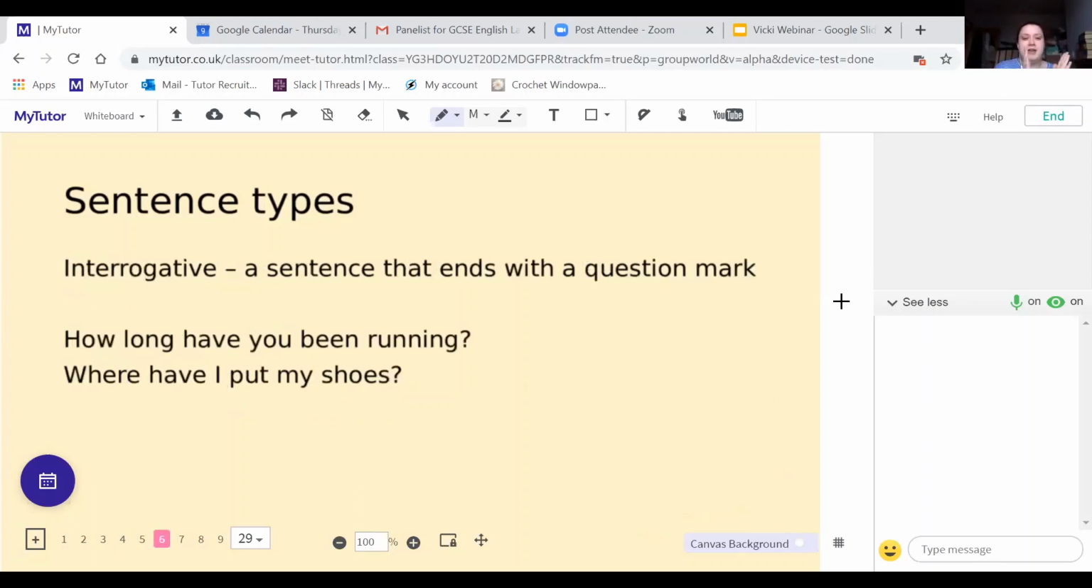Interrogatives. So with interrogatives, you have a question mark at the end of the sentence. So, how long have you been running? Where have I put my shoes? The way to remember this is think interrogate, interrogative. When you interrogate, you're trying to get information out of somebody. So you are asking them questions, which is interrogatives. Again, I might comment on that if it was in a quotation that I had chosen, but again, it wouldn't be my main focus point. It would be sort of my little bonus piece of terminology in there.